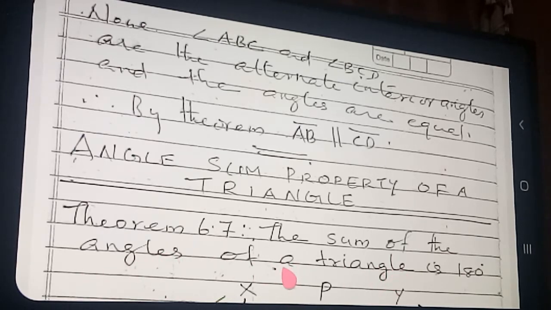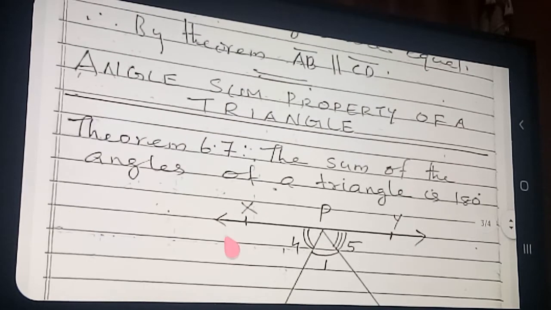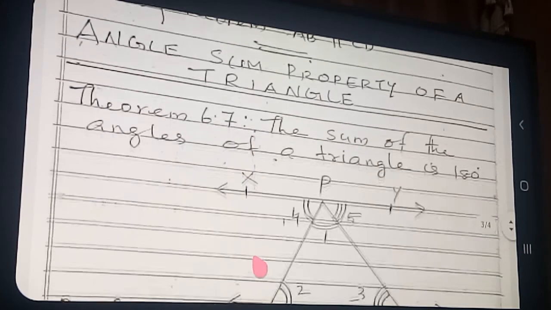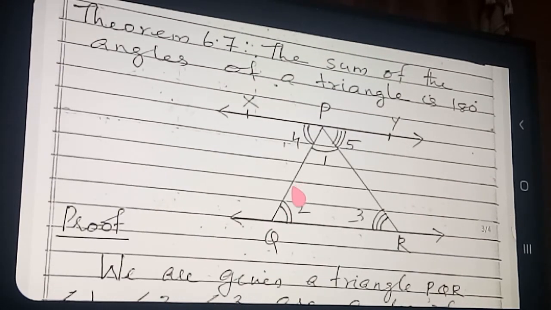For a triangle, how many angles are there? Triangle, tri means 3. 3 angles are there. So we want to prove that the sum of all the 3 angles is 180. Okay, a very easy and simple theorem. See the diagram. Is the statement clear now? We want to prove that the sum of all the angles of a triangle is 180. Clear? See the diagram, listen properly.